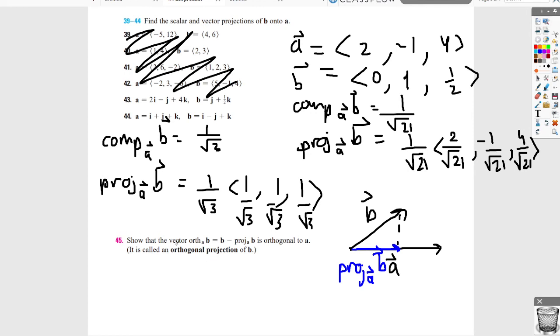Now show that the vector orthogonal, orthogonal means perpendicular, so show that the orthogonal component of B onto A is equal to B minus the projection of B onto A. So this is the projection of B onto A. This is B, this is A.